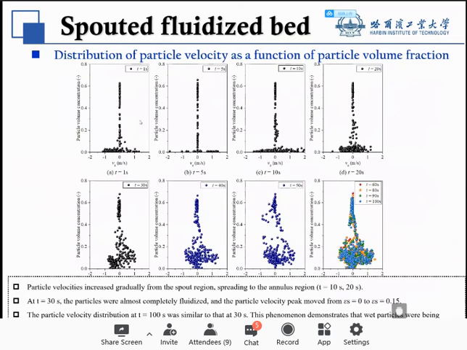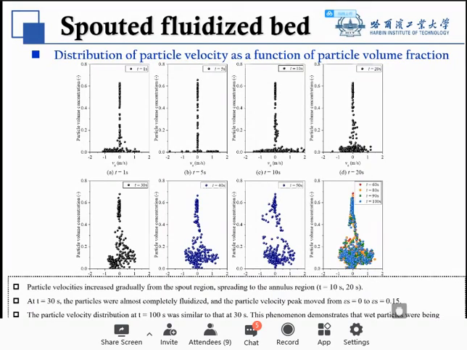And finally, we show the distribution of particle velocity as a function of particle volume fraction, and the particle velocity increased gradually from the spout region, here the spout region, and spreading to the annular region. At the moment of 30 seconds, the particles were almost completely fluidized, and we can find that the particle velocity peak moved from 0 to 0.15, and the particle velocity distribution at the moment of 100 seconds was similar to that at 30 seconds.